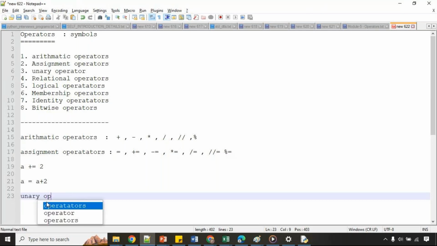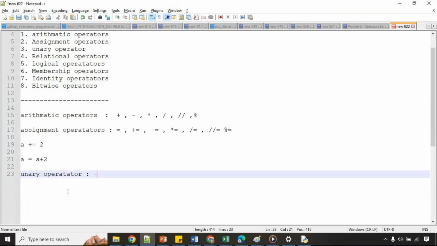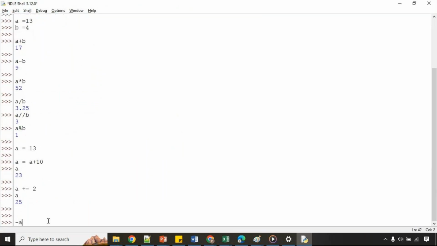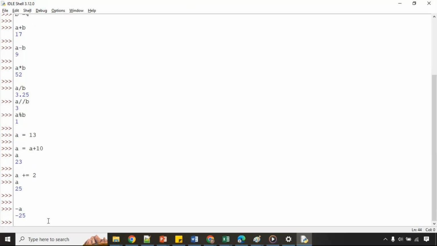Next, the unary operator, which is only minus, for negative numbers. Minus 25. Unary operator.